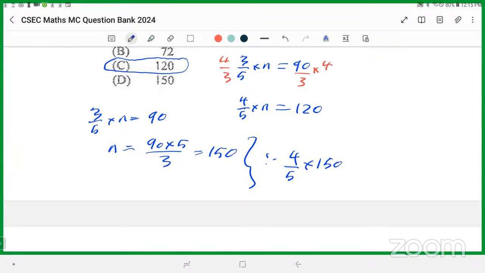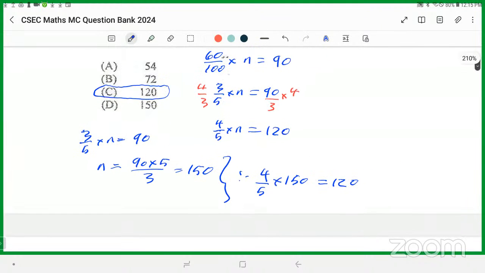See that? So you do 5 into 150, you get 30. 4 times 30 is 120. So this way, you're going to get the 120 just the same. So that's the other way it could be done.